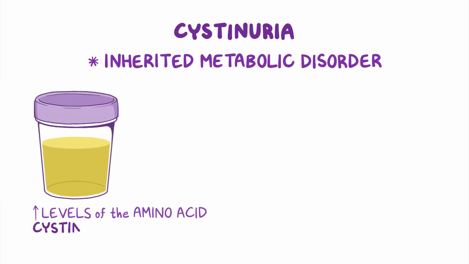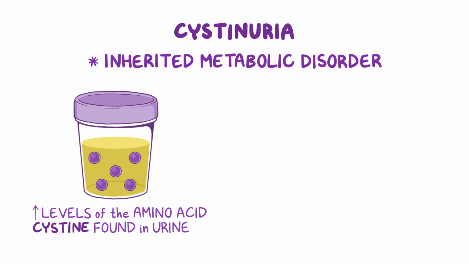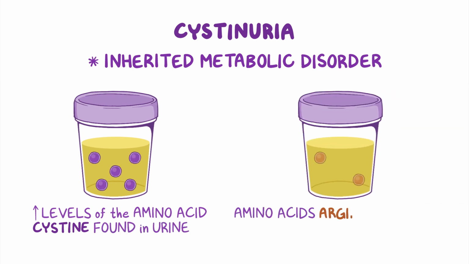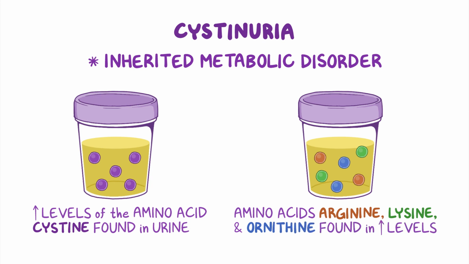Cystinuria is an inherited metabolic disorder named because of high levels of the amino acid cystine found in urine. The chemically similar amino acids arginine, lysine, and ornithine are also found in high levels.